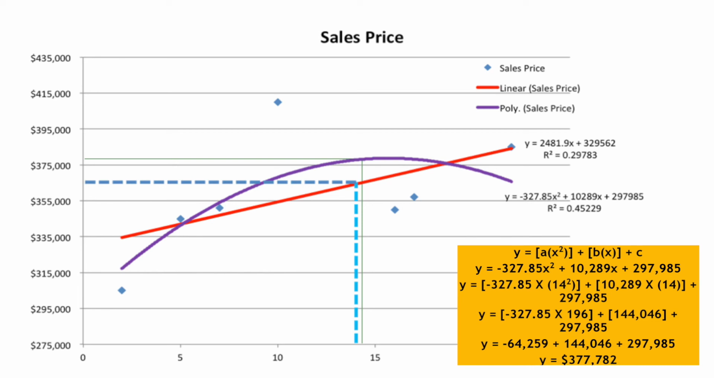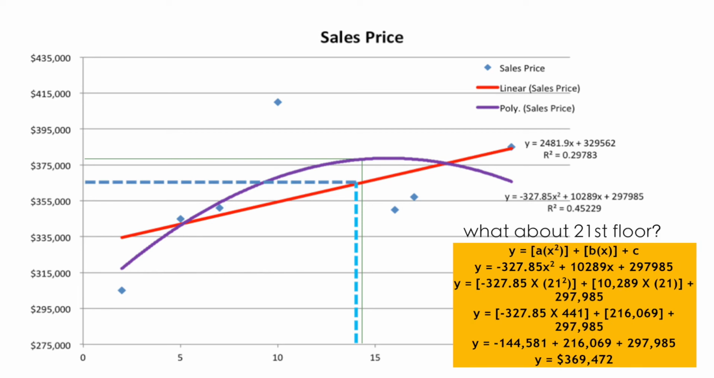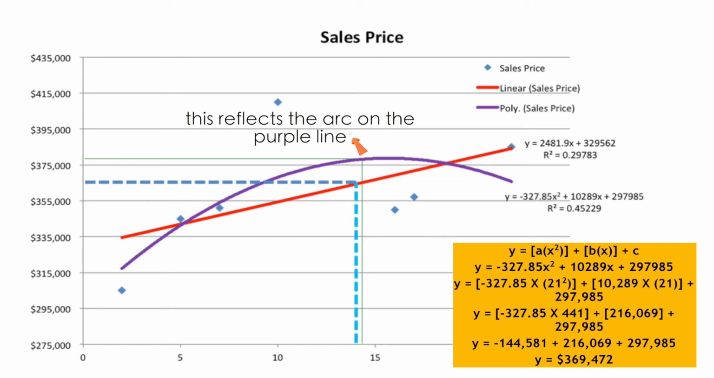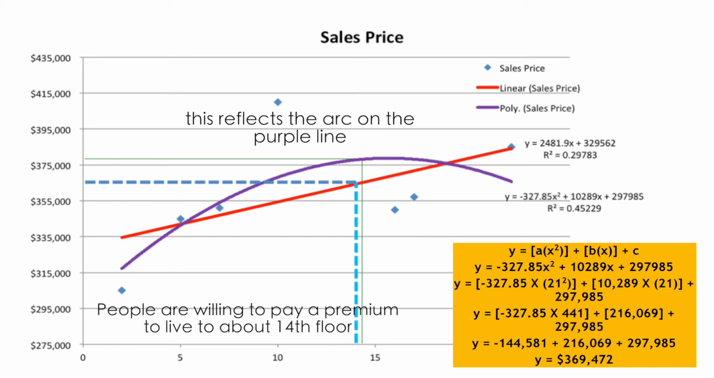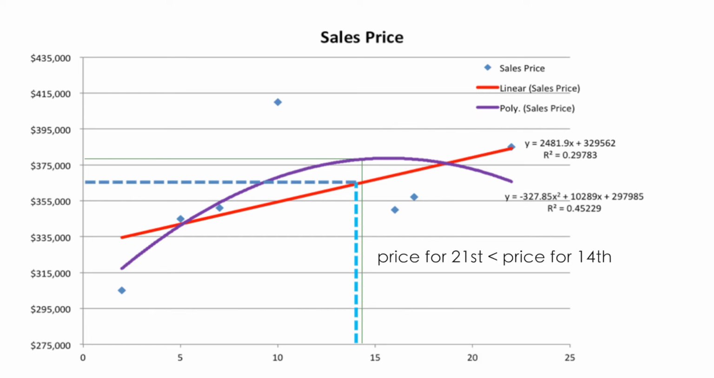Now, what if you chose a unit on the 21st floor? Well, looking at the same math, you'll notice it comes in at $369,000, which you might call $370,000. That reflects the arc in the purple line that we looked at earlier. What it means is people are willing to pay a premium to live on a higher floor up to about the 14th floor, and then that premium falls off. So a unit on the 21st floor has a value somewhat less than a unit on the 14th floor.